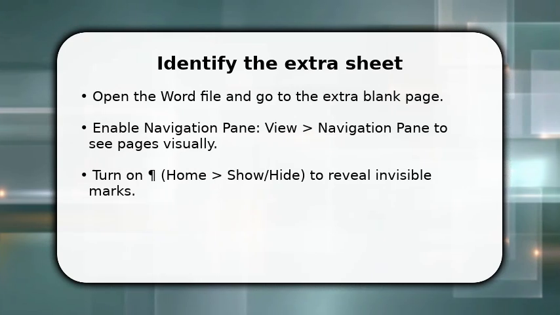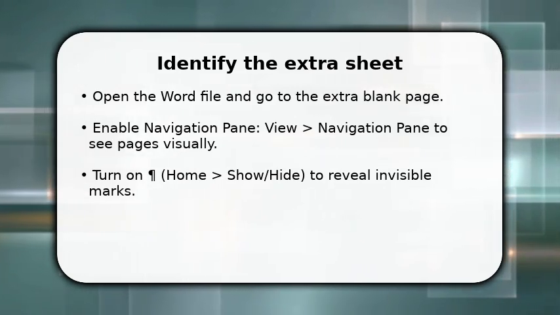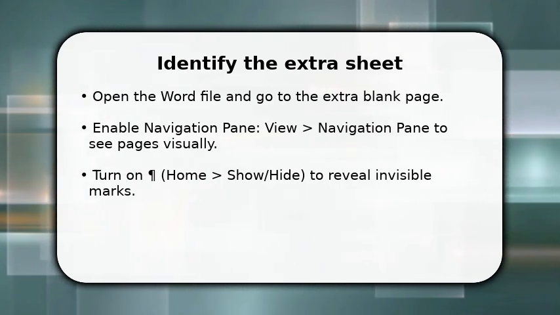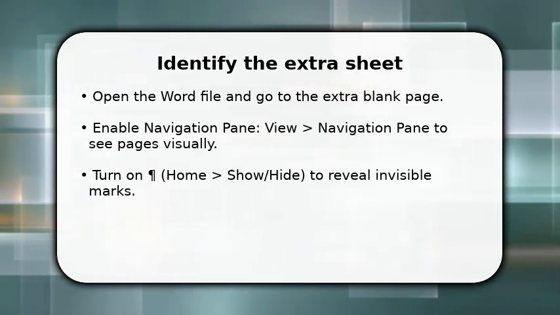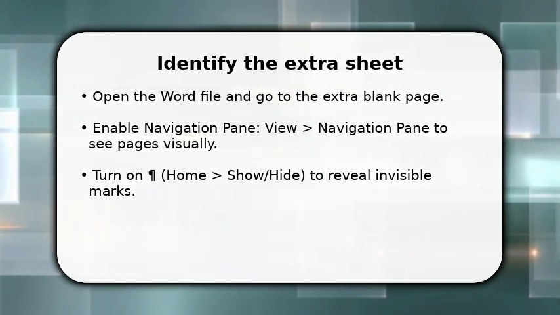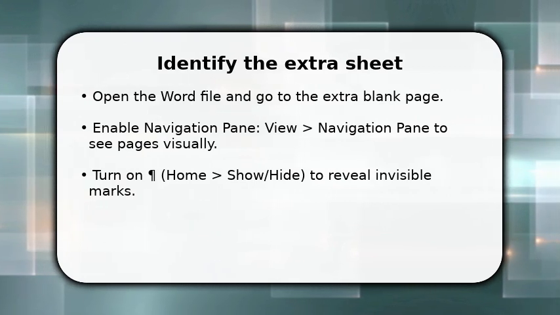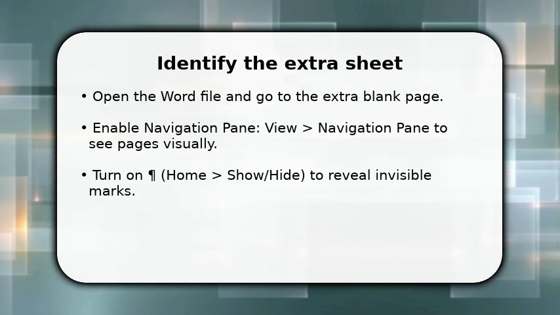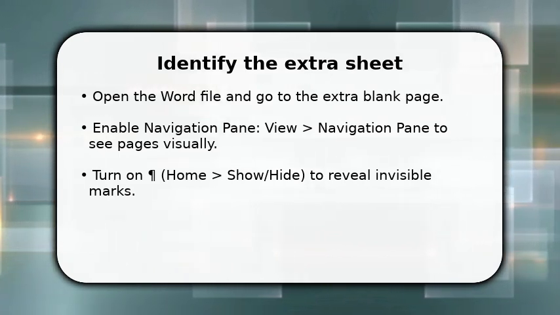You start by locating the unwanted page and revealing what's causing it. Open the document, go straight to the blank page, and enable the navigation pane so you see pages as thumbnails. Once done, turn on paragraph marks so you can inspect hidden characters, breaks, and empty paragraphs. Make sure to look for paragraph symbols, manual page breaks, and section breaks. Those are usually the culprits.